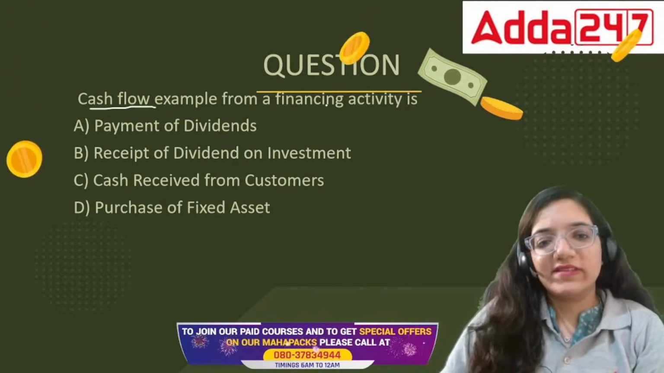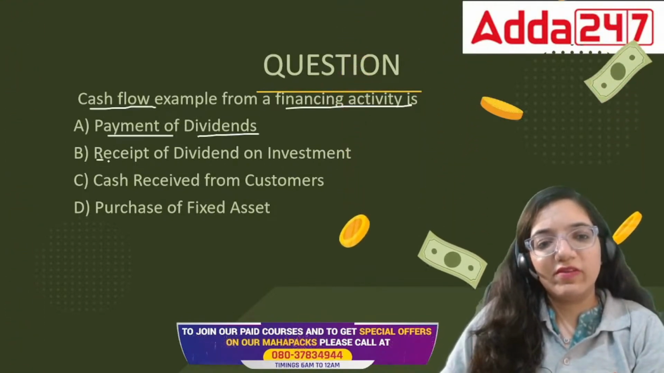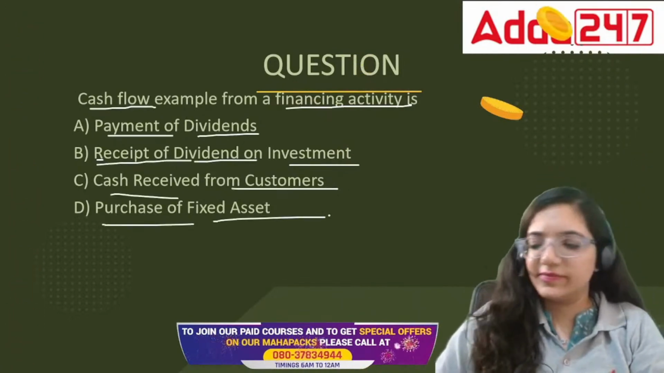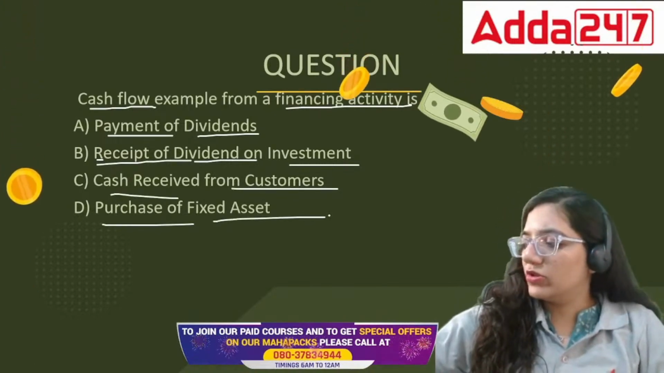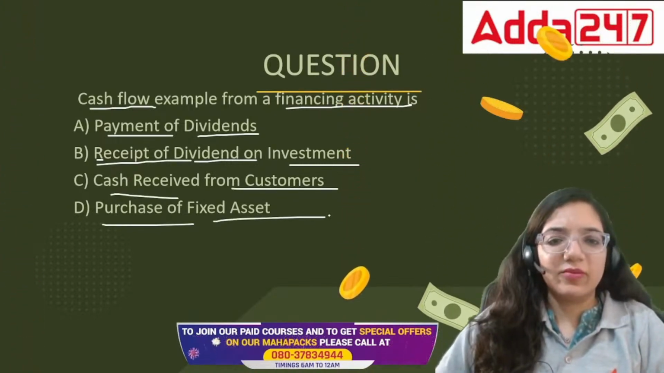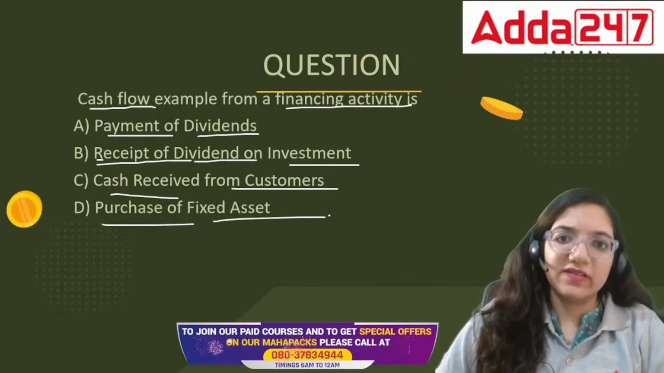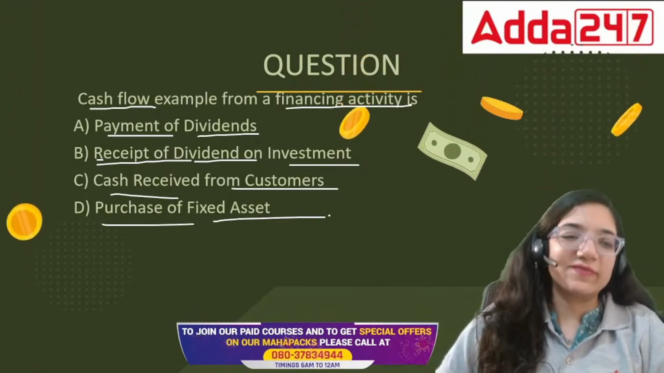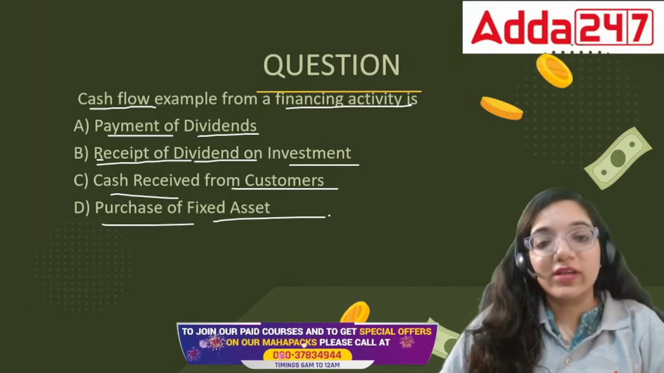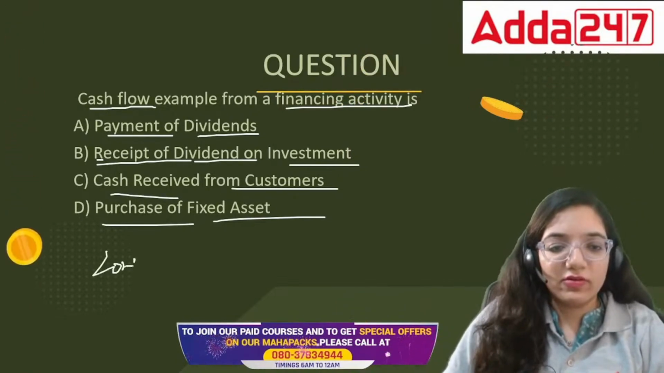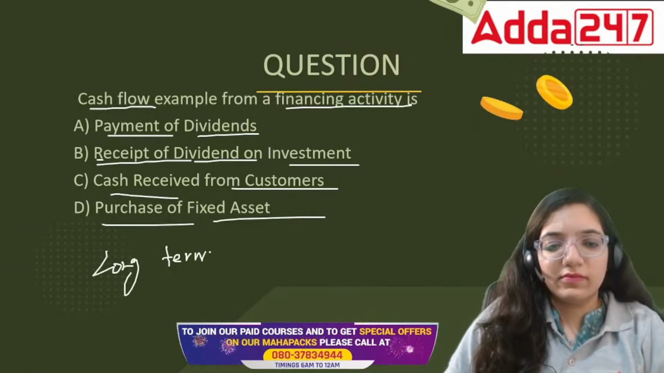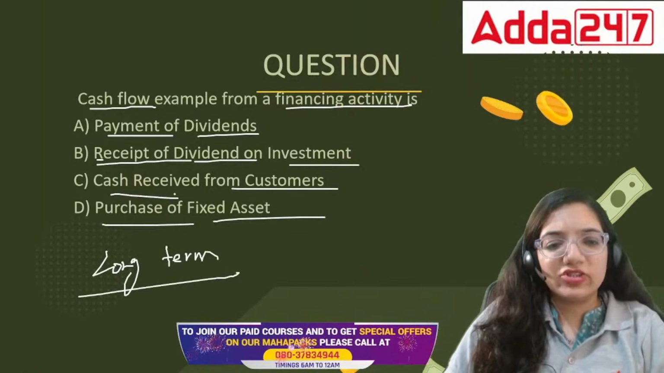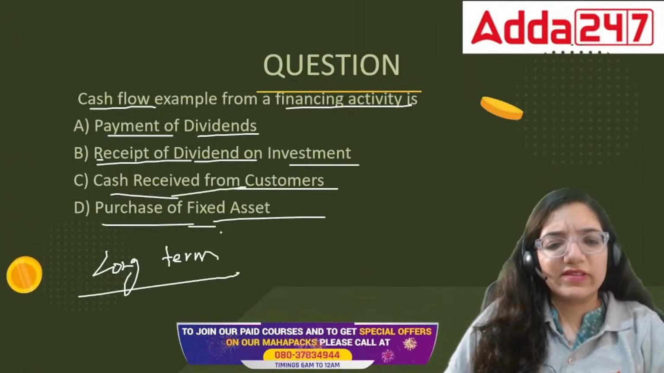Next point, cash flow example from financing activities: payment of dividends, receipt of dividend on investments, cash received from customers, or purchase of fixed assets. What should be the answer? Cash flow example of financing. Financing is all about raising finances for the organization. That means either we get money or get finances for expansion and work, and long term only. Financing is only for long term.